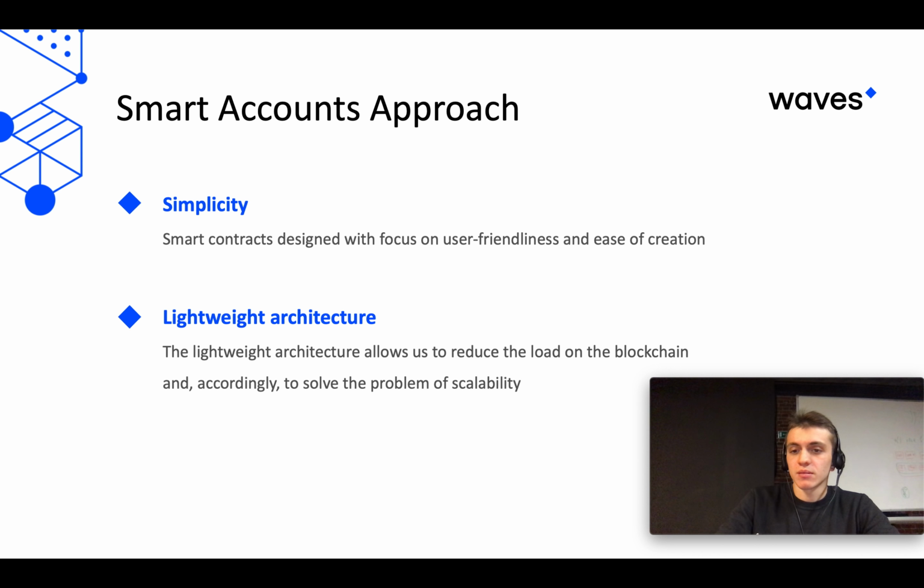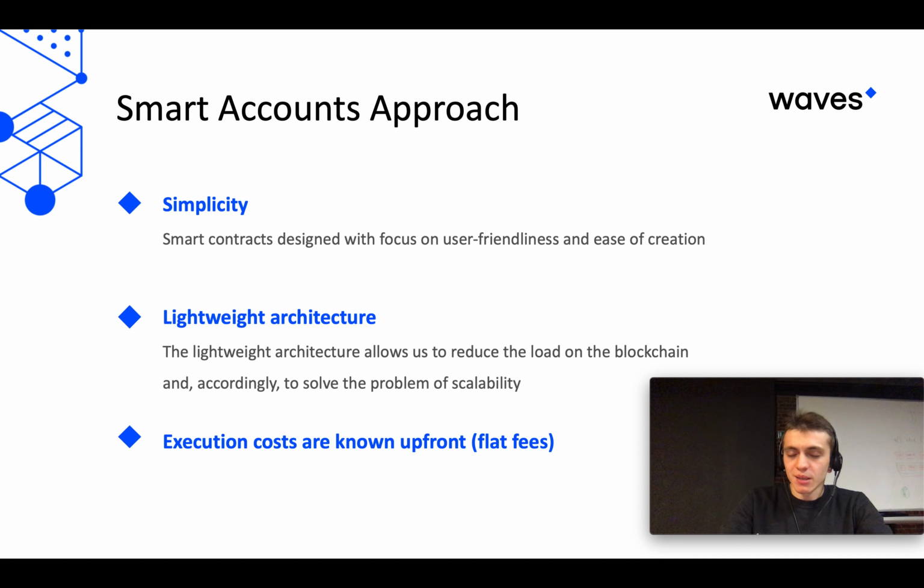And because it's lightweight. As I already said, smart contracts in Ethereum faced a lot of issues like CryptoKitties with scalability, and the lightweight architecture without gas, without loops, allows us to reduce load on the blockchain and keep it fast. And execution costs are known upfront, so you should not calculate the gas and you should not think about gas at all. You just have flat fees. Yes, there's an additional fee for a smart account, but it's flat.